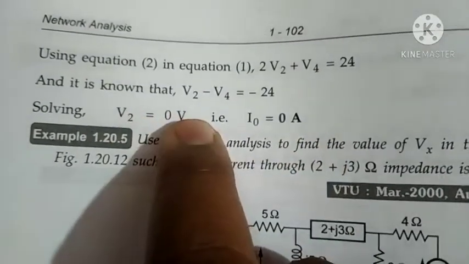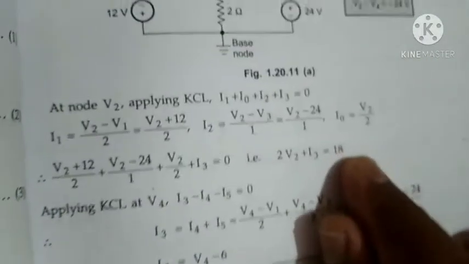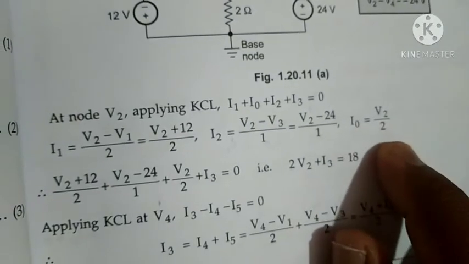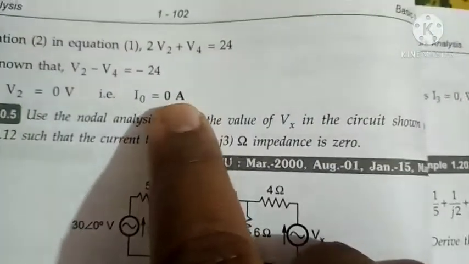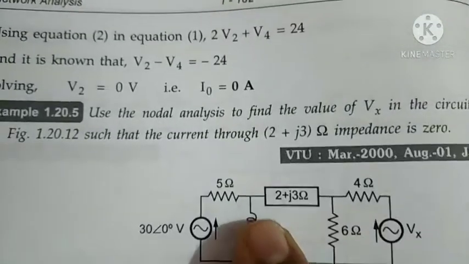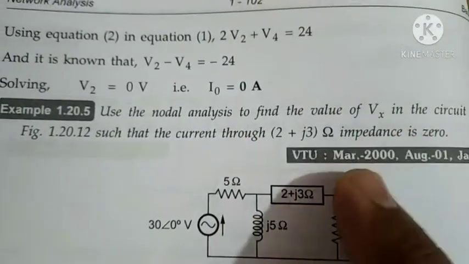Okay, V2 is equal to 0. Because V2 is equal to 0, we know the value of I0. The value of I0 is given by V2 divided by 2. V2 is 0, so for that reason the current I get is 0. Okay, using the node analysis, we'll go for the next problem.